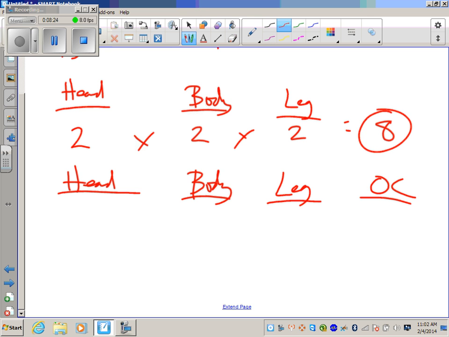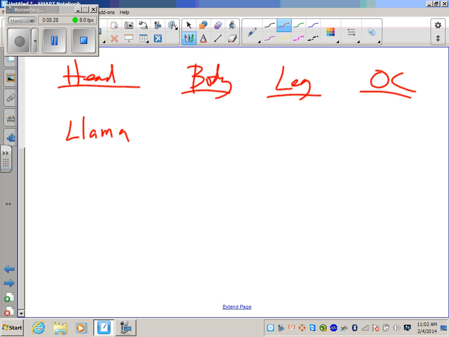So llama, just 1 M? Is it 2 M? 1 M? 2 L's, 1 M. Okay, so notice I've got a pretty good chunk of space there, right?